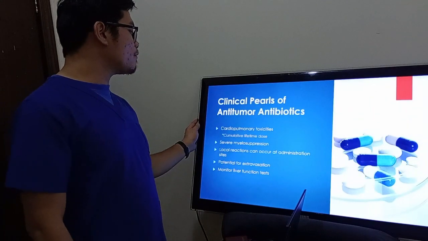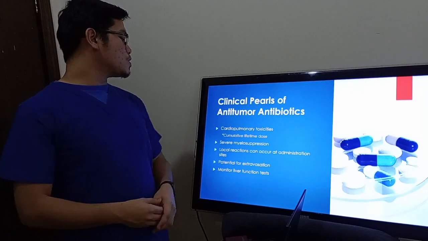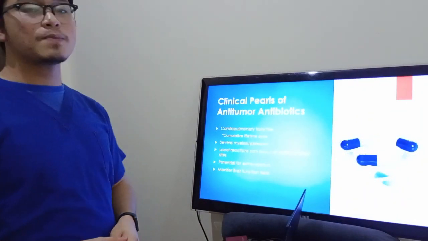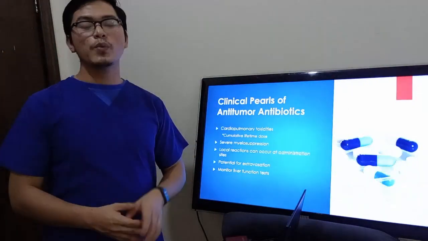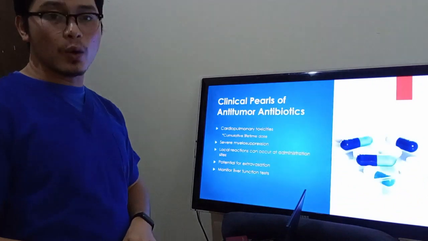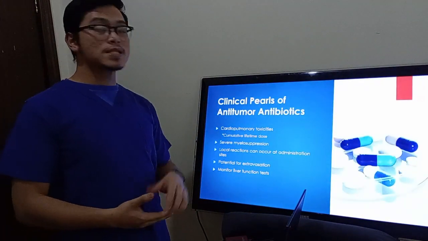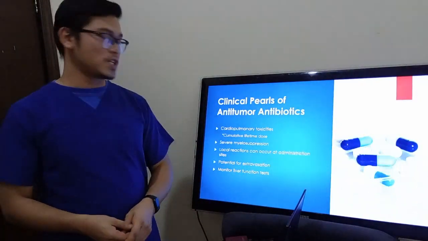So the clinical pearl of anti-tumor antibiotics is cardiopulmonary toxicity. So we have to watch over the cumulative lifetime dose. We have to monitor the dose of the patient when receiving it, and it can cause cardiopulmonary toxicity. So we have to have an initial echo test and pulmonary function test if the patient is having this kind of anti-tumor antibiotic. It can cause severe myelosuppression as well.